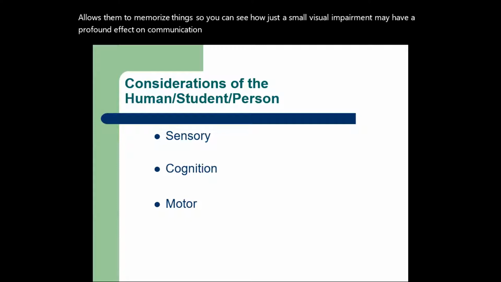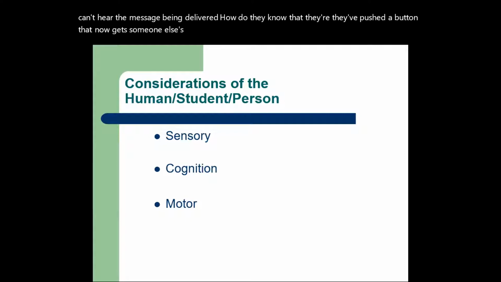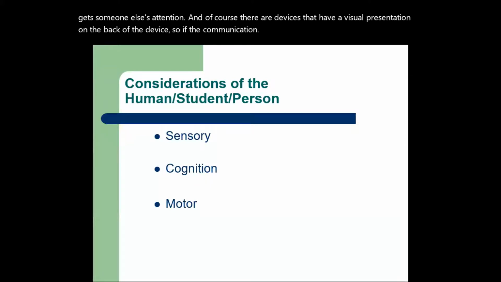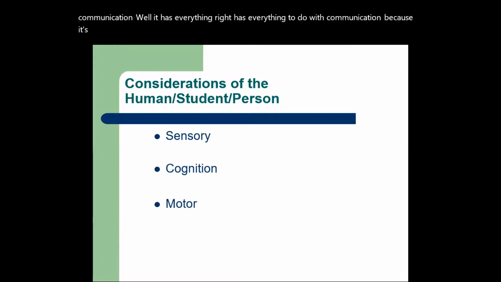From a hearing impairment perspective, what if the person can't hear the message being delivered? How do they know that they've pushed a button that now gets someone else's attention? And of course, there are devices that have a visual presentation on the back of the device. So if the communication partner that is in that person's life has a hearing impairment, then they can have a visual presentation. So all of those little factors that we go, but what does this have to do with communication? Well, it has everything to do with communication because it's the gestalt, it's the whole of the situation. So I really like the SET framework to kind of lay that foundation.